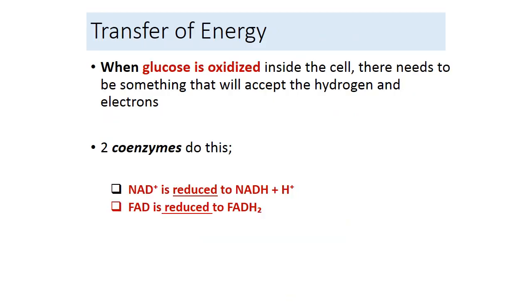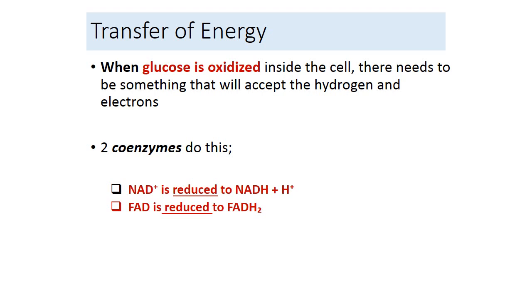So when we have glucose come into the cell, we want to start breaking the bonds of glucose, and so we're going to be oxidizing glucose. As we're breaking these bonds, the glucose molecule is giving off electrons. Remember that the electrons are what's holding the energy in those glucose bonds. And remember that when something is being oxidized, something else will be reduced. So something has to accept those electrons, accept that energy from those broken glucose bonds.